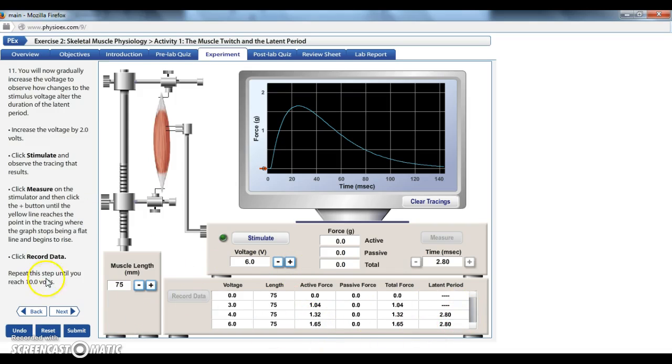Then it will tell you to repeat this step until you reach 10 volts. So you'll also record for 8 and 10. And then you only have one question to answer for that.